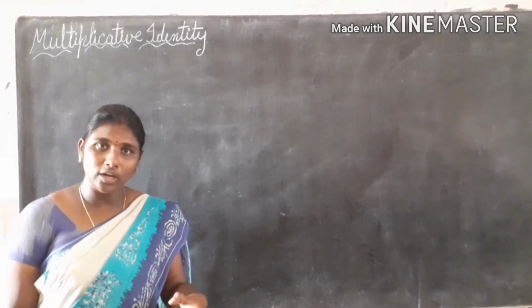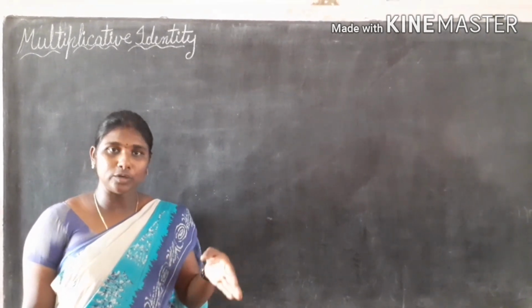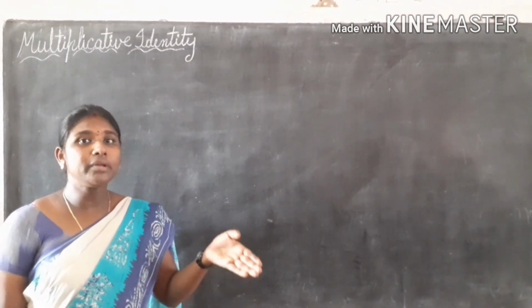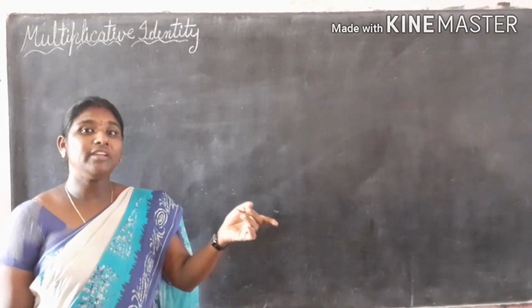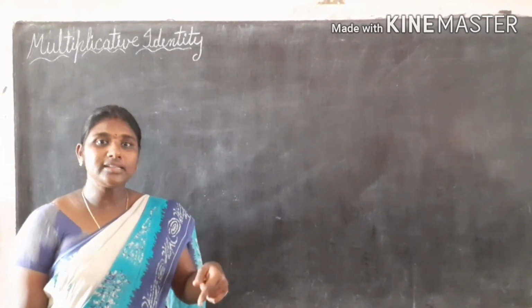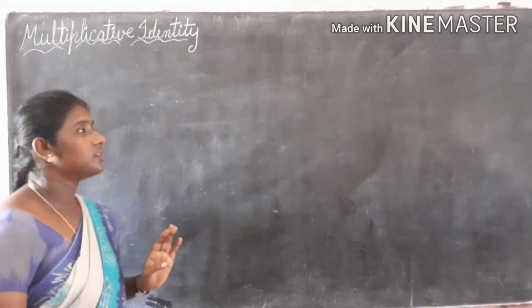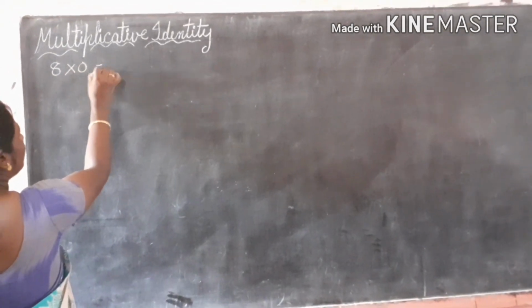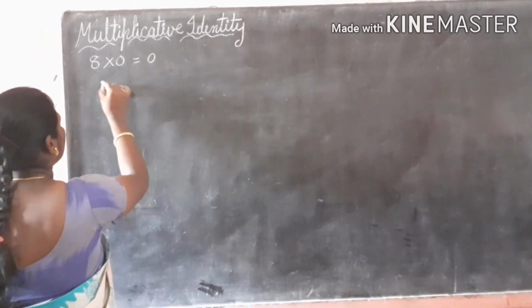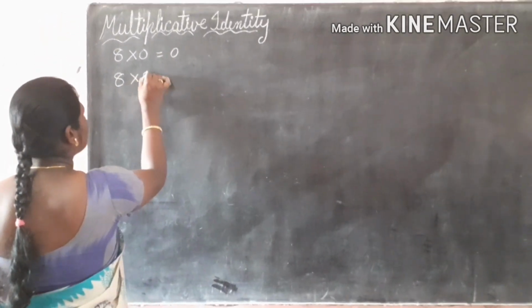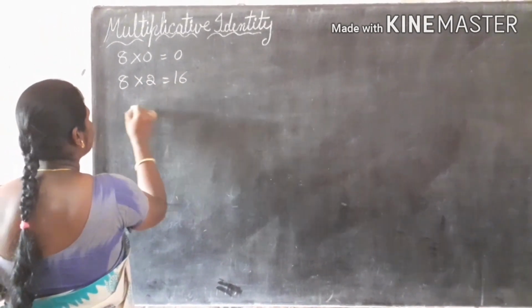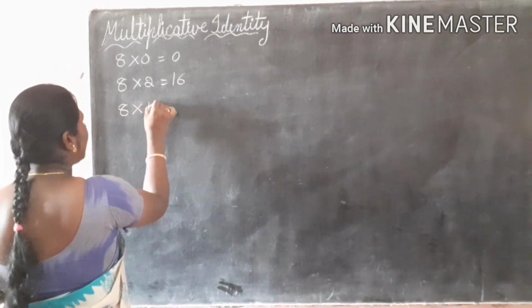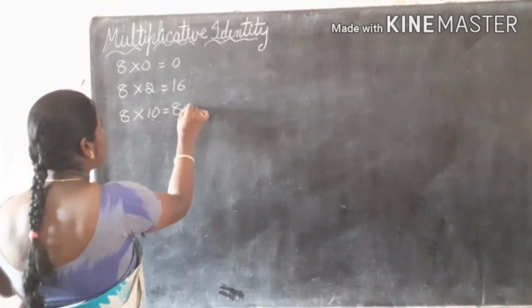When we take a whole number and multiply it, by what number do we multiply to get the same number? That is called its multiplicative identity. Suppose we take 8. We multiply with 0: 8 into 0 is 0. Suppose we take 2. We multiply with 8, we get 16. Suppose we take 10. We multiply with 8, we get 80.